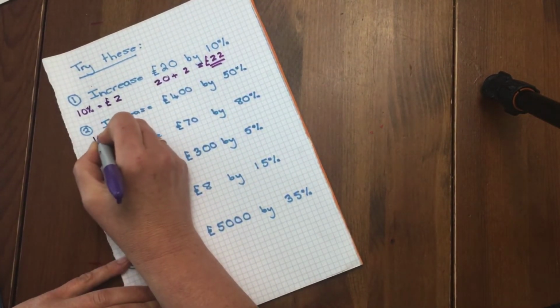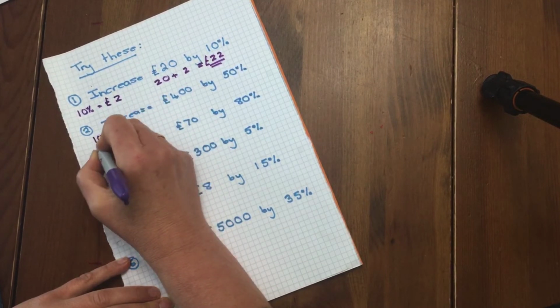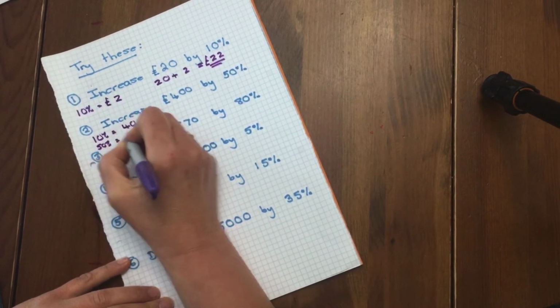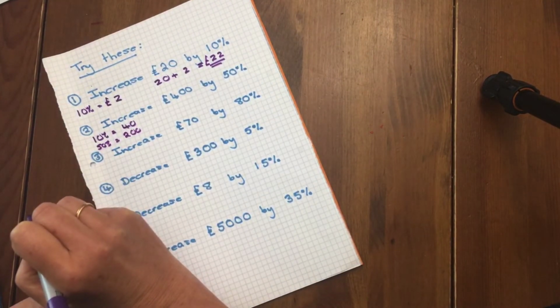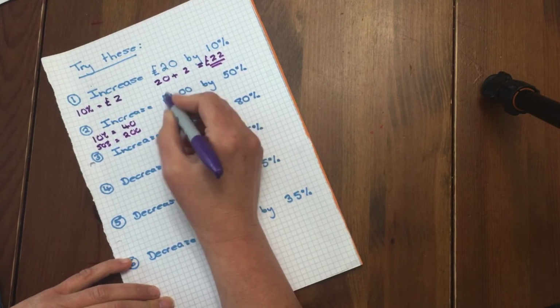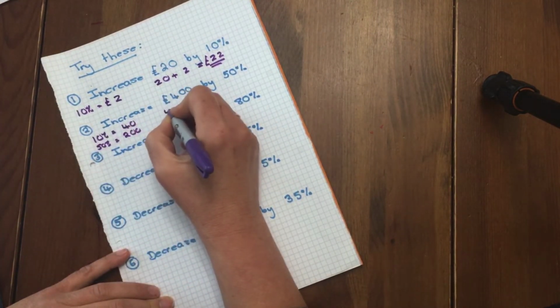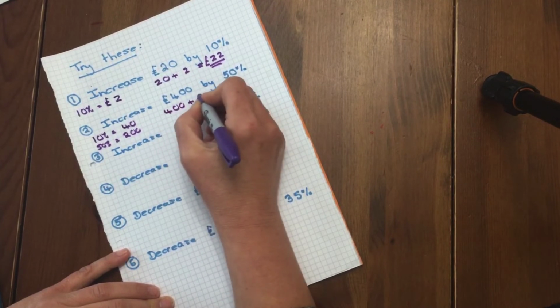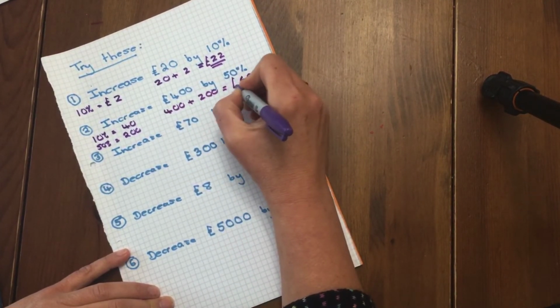Okay, 10% would be 40. So 50% will be 5 times 40. Or we could have just halved this, couldn't we? 50% is just half of 400. So I'm adding on to my original, I'm adding on my 50%, so I get £600.